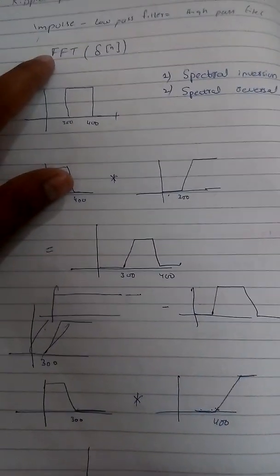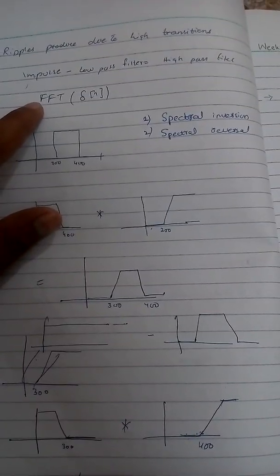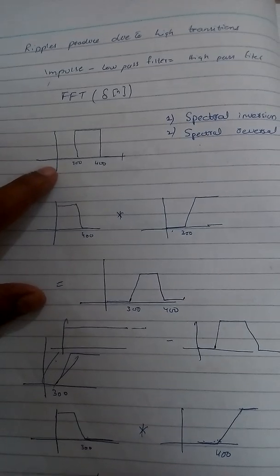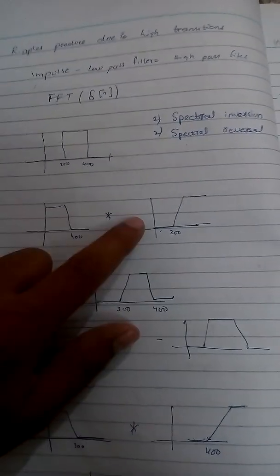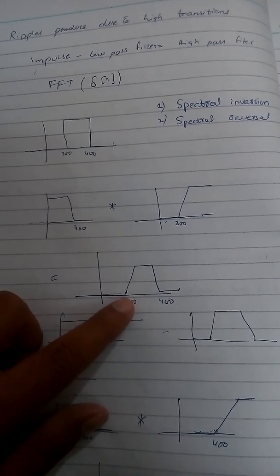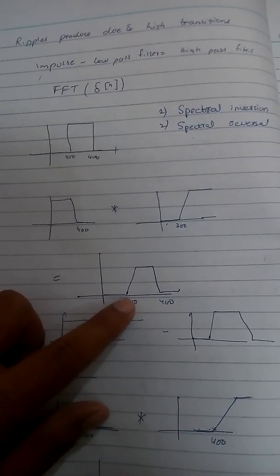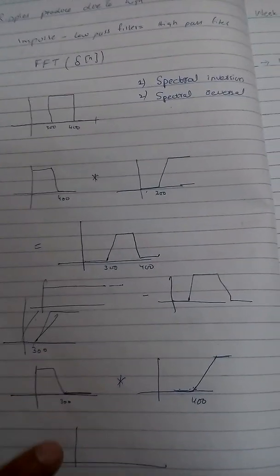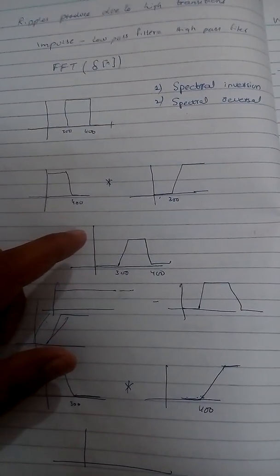If we apply the fast Fourier transform on the signal, there are two methods to solve it. Number one is spectral inversion, and number two is spectral reversal. Now this is a step response signal, and when it is multiplied with the low pass filter we get the desired signal. We always start with the low pass filter and then we get our desired signal. That is it from our first lecture, part A, in this week.